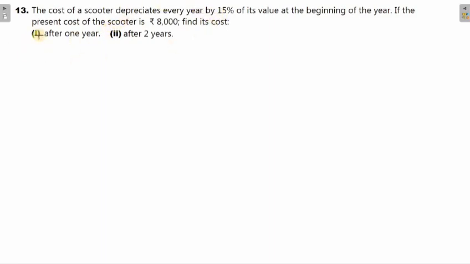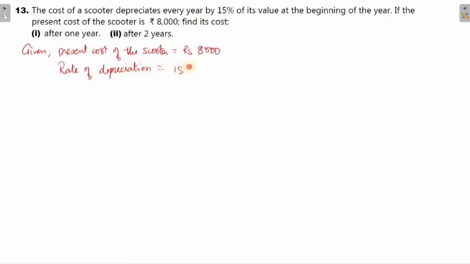Okay, so basically what is given is, let me just note down. So given is, let's say, present cost of the scooter. So the present cost of the scooter is given to be rupees 8,000, and the rate of depreciation is also given. The depreciation is given to be 15%. Okay, so this is the present cost.